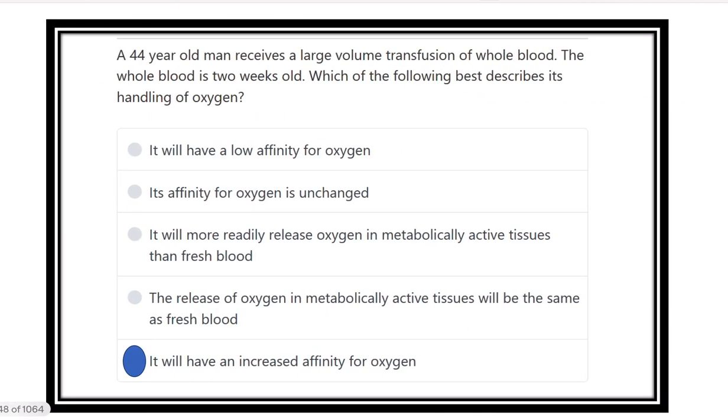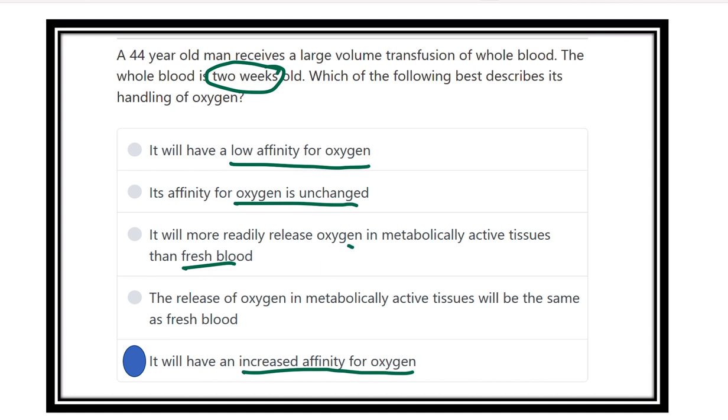So what is the best answer? In the case of 2 weeks old blood, there is increased affinity of oxygen to RBC. The other options, such as low affinity for oxygen, are not true. Affinity for oxygen unchanged is also not true. It more readily releases oxygen in metabolically active tissue than fresh blood is not true, because in the case of fresh blood there is more chance of delivery of oxygen. The release of oxygen in metabolically active tissue will be the same is not true, it is usually reduced.